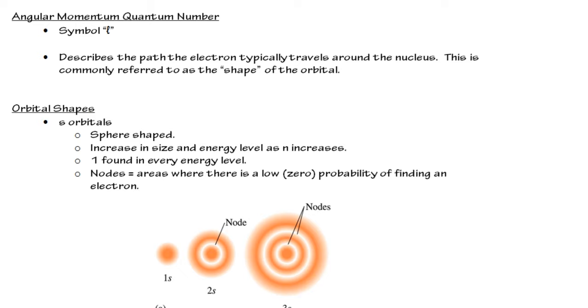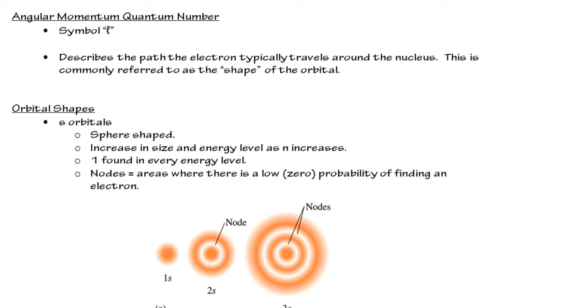Second quantum number, now don't freak out here, it's called the angular momentum quantum number, which is symbolized L. I don't know who picked L. It doesn't seem logical, but it's an L. Now the nice thing is you don't have to worry about that. You're not going to have to know it's the angular momentum quantum number. We just need to know that the second quantum number describes the path that this electron typically travels around the nucleus. Or in other words, the shape of the orbital.